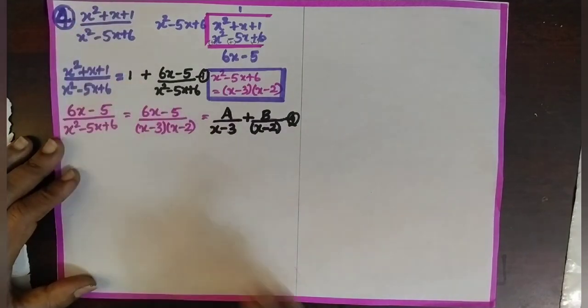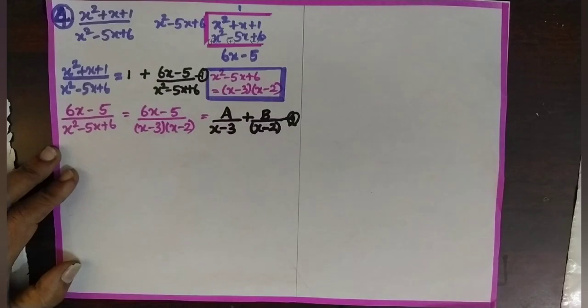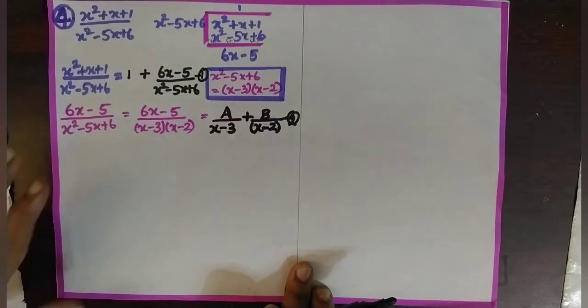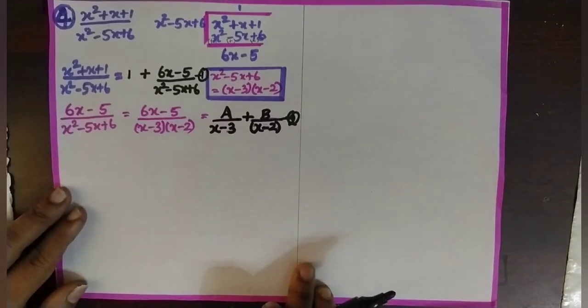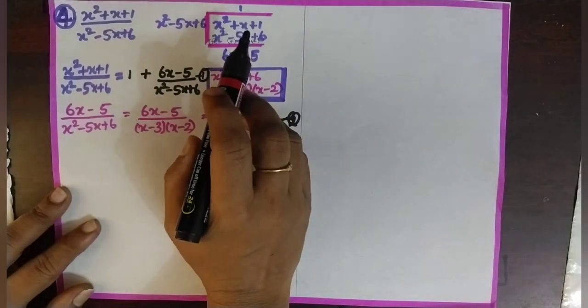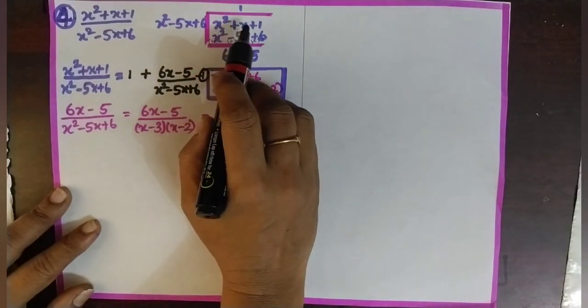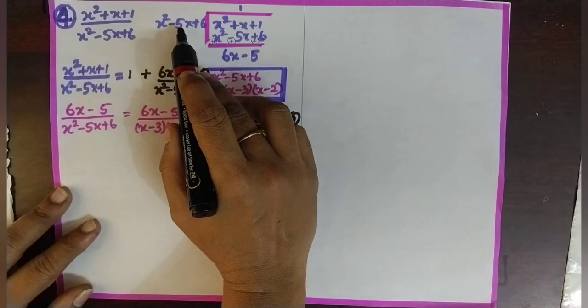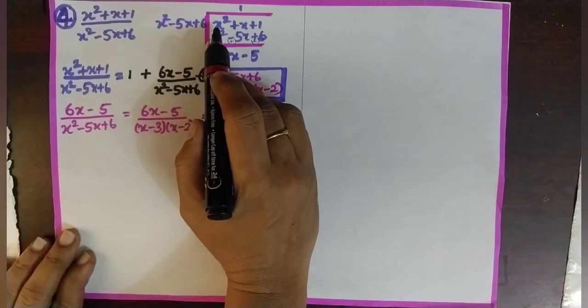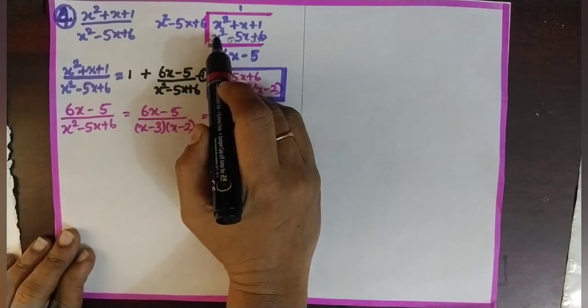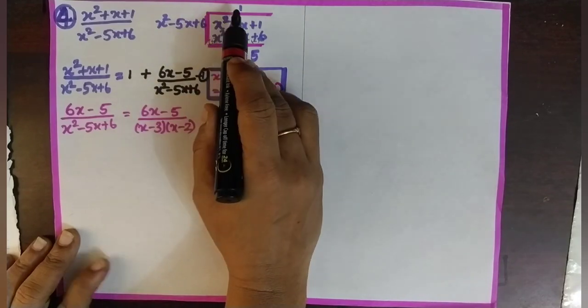Before performing a partial fraction expansion, the fraction must be manipulated so that the order of the numerator is less than that of the denominator. A straightforward way to do this is to use long division on the fraction. x square plus x plus 1 divided by x square minus 5x plus 6. In order to get the x square to drop out, multiply by 1.